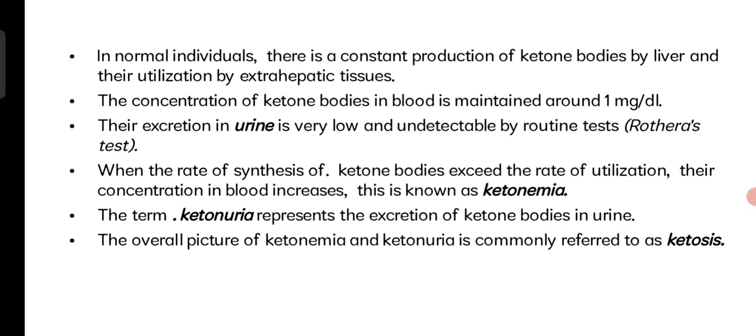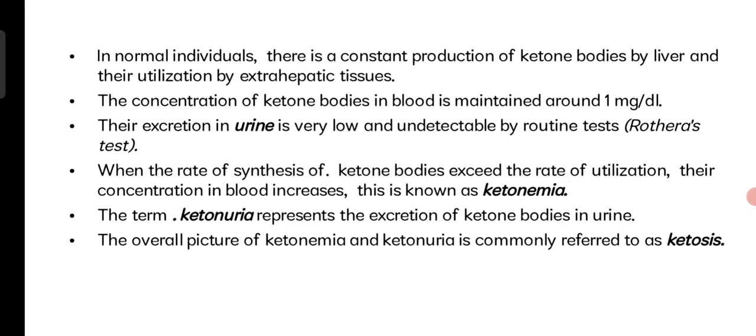The ketone bodies synthesis is more, but their utilization is less. So in that condition, the concentration in the blood will increase. That condition we call ketonemia. Then ketonuria means excretion of the ketone bodies in the urine. The overall picture of ketonemia and ketonuria, we can call ketosis.